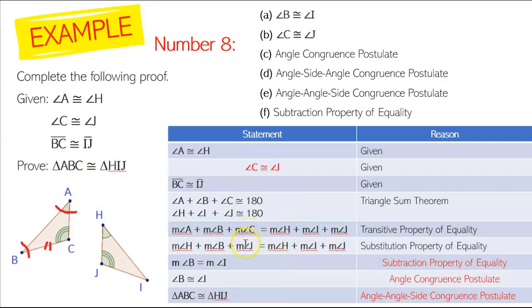So how do we get from this line to this line? We subtracted H and we subtracted J. We have the angle congruence postulate, and we have those 2 triangles congruent.